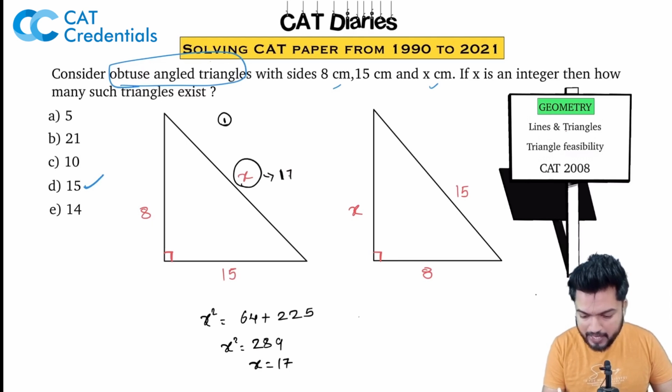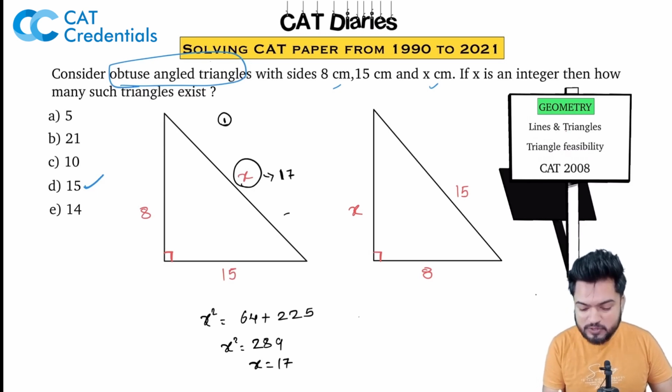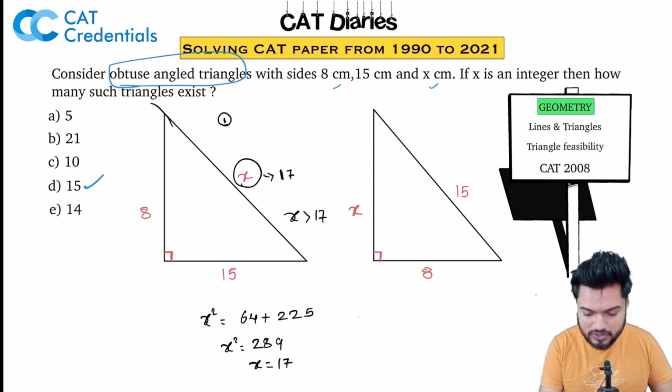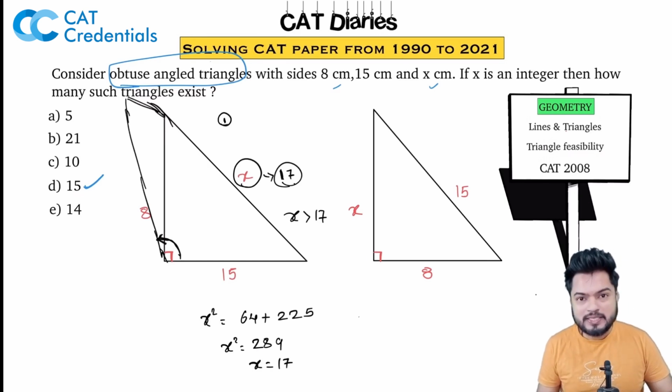Now can x be 17? X can be 17, but that is a right angle triangle. For it to be an obtuse angle triangle, x has to be greater than 17. Understand that it will stretch, it will be greater than 17. So this will also stretch. If this stretches, this will also stretch, right? So it has to become greater than 17, for this angle to increase from 90 and become an obtuse angle triangle. So x has to be greater than 17.